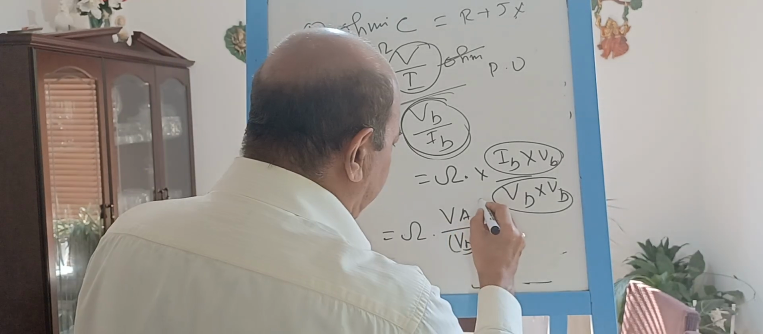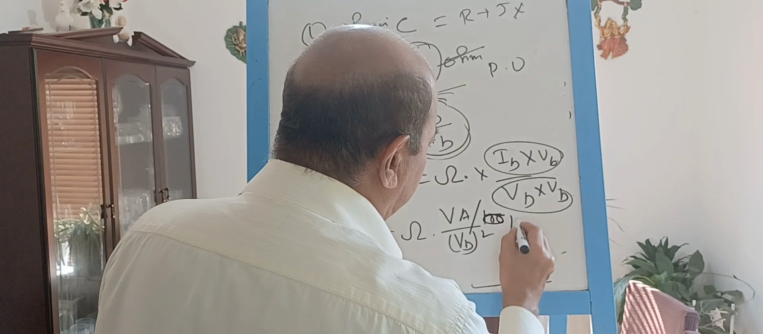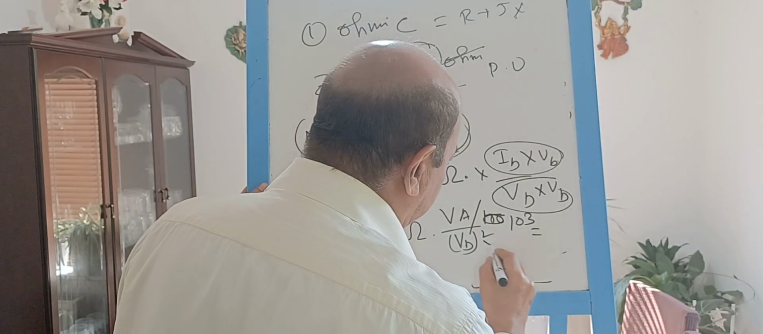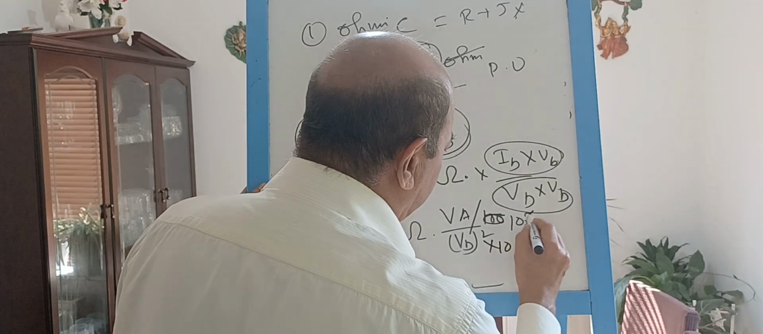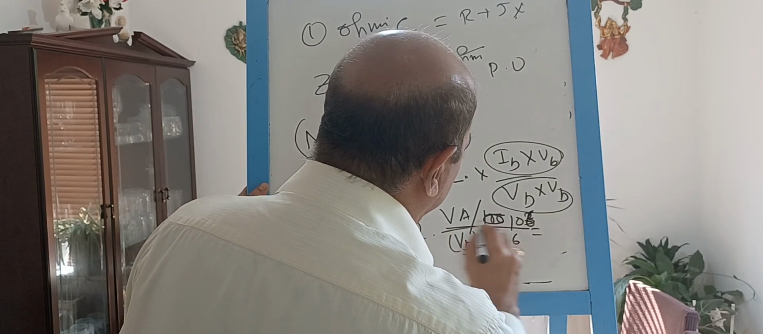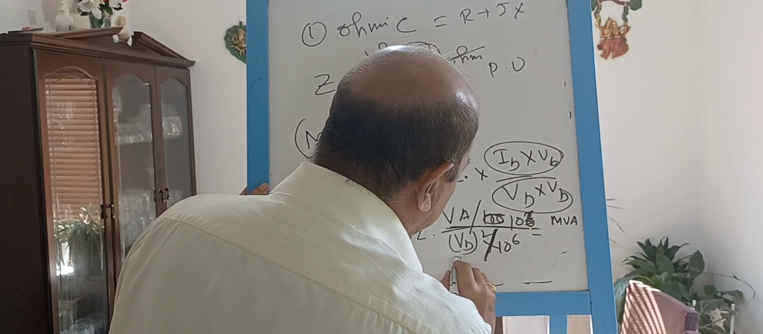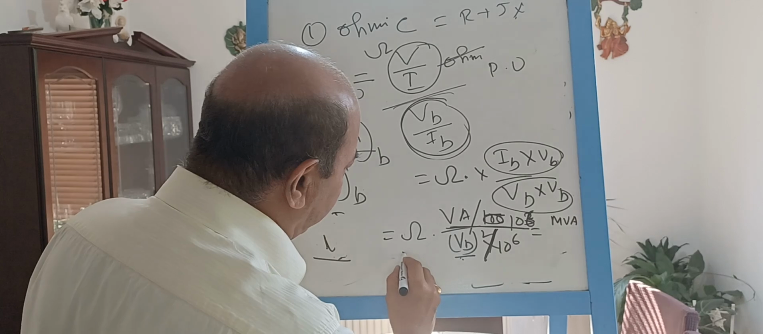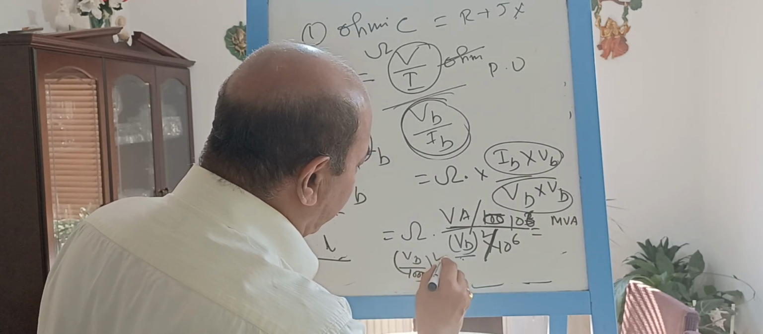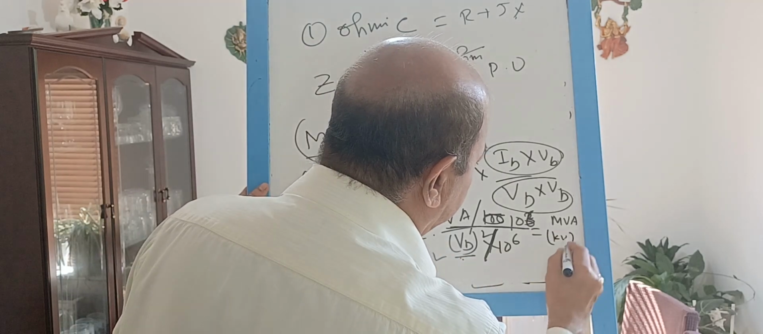Now if we divide this by 10 to the power 6, not 1000, VA divided by 10 to the power 6 becomes MVA. So this is also divided by 10 to the power 6. So VA divided by 10 to the power 6 becomes MVA, and this is equal to VB divided by 10 to the power 3, the whole square. That means VB divided by 1000 means kV. This is equal to kV square.